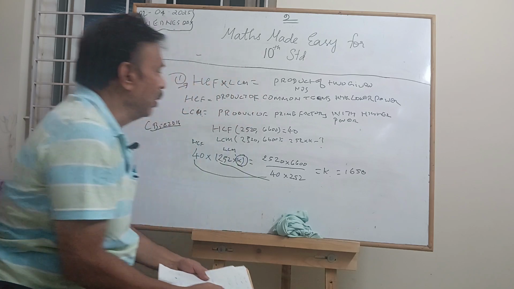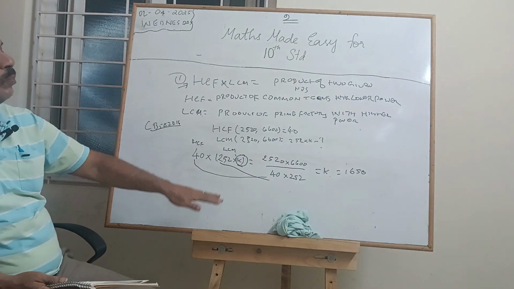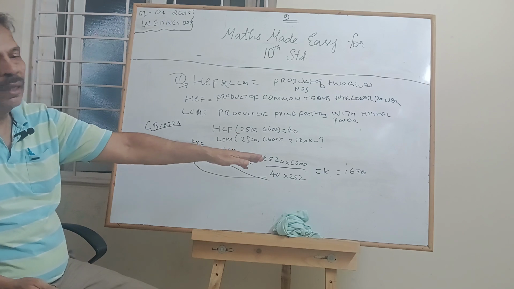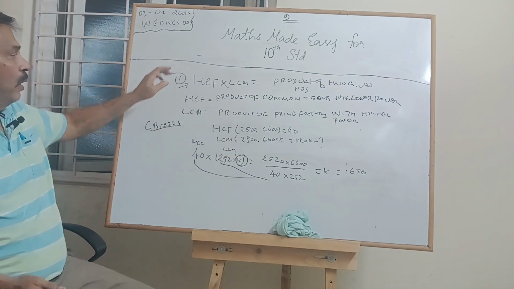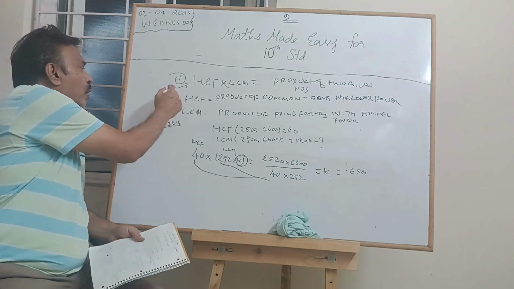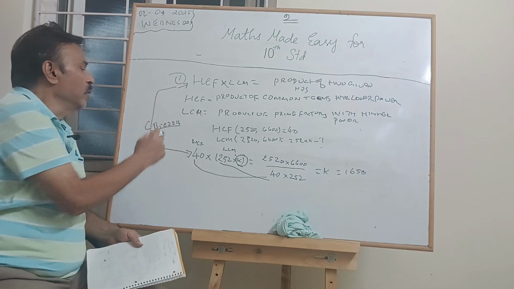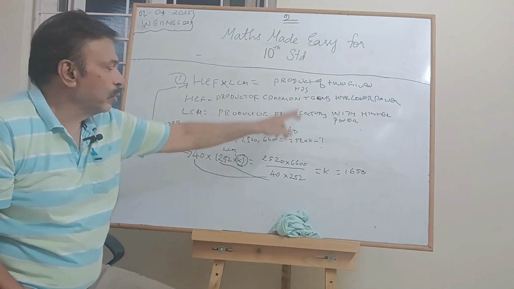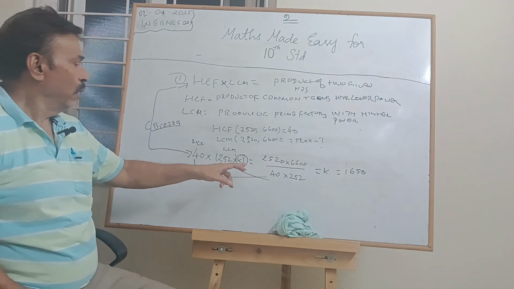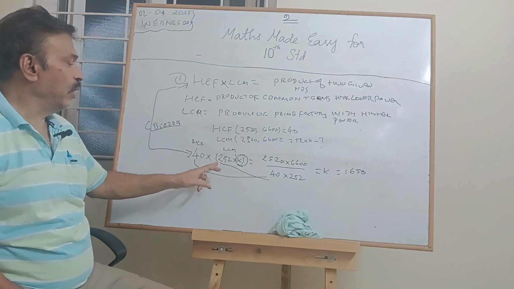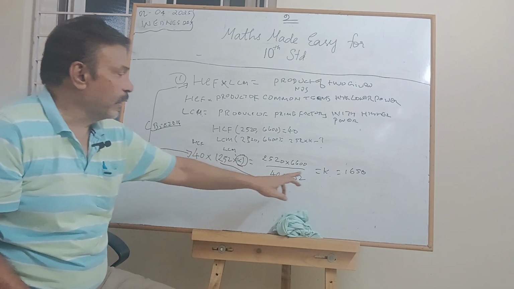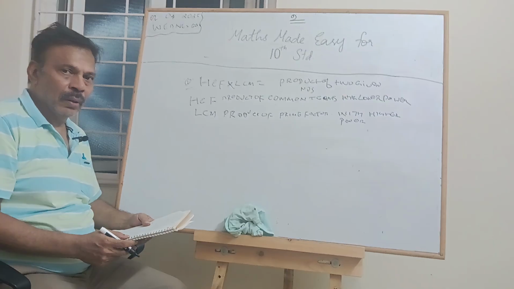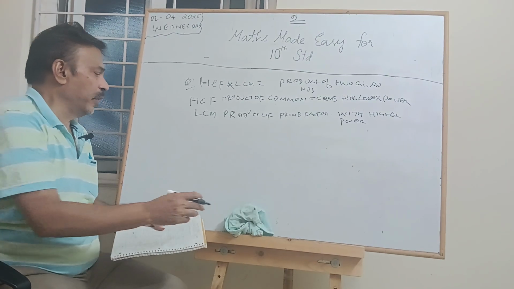You just go through this problem, do the multiplication and division, and see that you get the K. I have used this formula here, that is, the product of HCF and LCM is equal to the product of the two given numbers. So K is equal to 1650. Okay, we will go to the next problem.